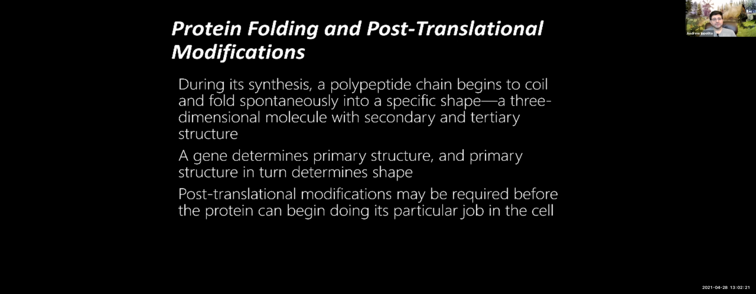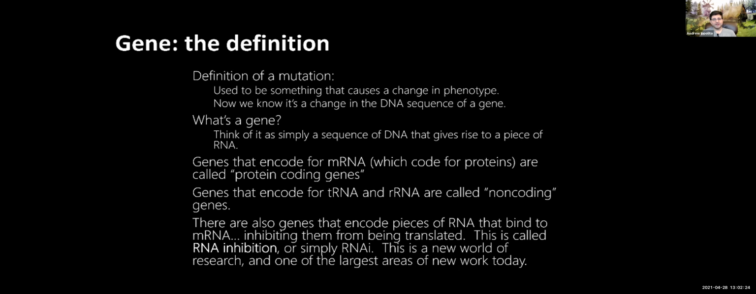At the end of the day, we can now say what a gene is and what a mutation is. We used to say that a mutation was something that changed a phenotype. We can now say it's a change in the sequence of a gene. What's a gene? It's a sequence of DNA that makes a piece of RNA.